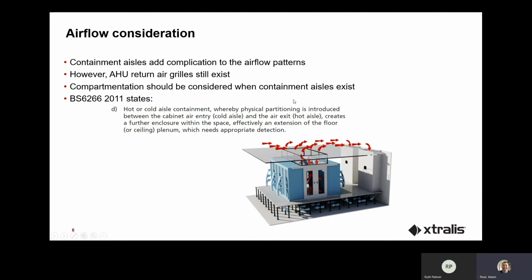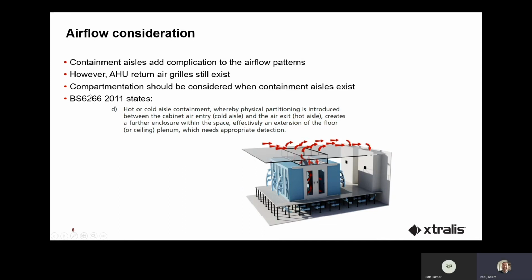Compartmentation should also be considered with containment aisles. Actually, containment aisles are a good thing from a fire detection point of view, because in the past, when a data hall was just one big open space, it was very hard to find the very first stages of a fire condition, even if detection had occurred, because you've got to try and track that fire down. Whereas with a containment aisle, if we have careful design, we can pinpoint to a containment aisle.